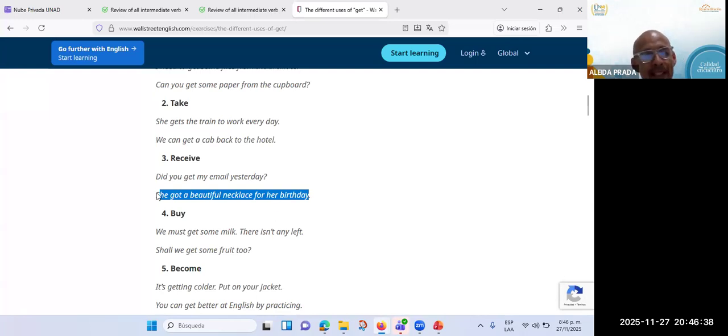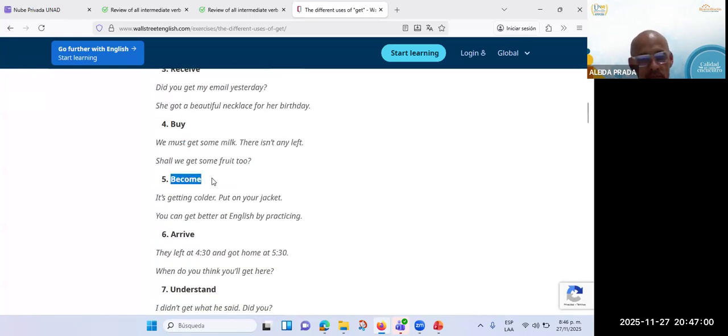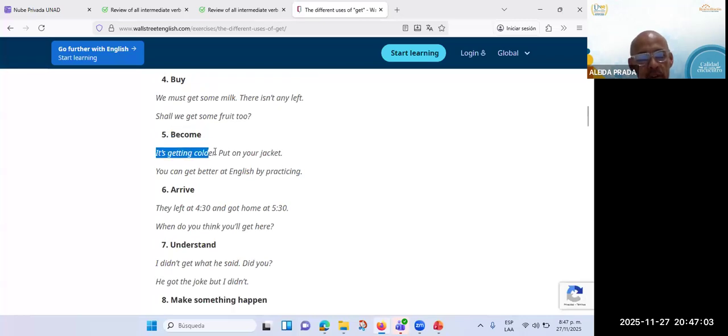Buy. We must get some milk when you're going shopping or you're going to the supermarket. You can say we must get some milk. We must get shorts. We must get trousers. Or shall we get some fruit too? Become. It's getting colder. Okay? It's getting colder. Become es llegar a ser, convertirse, ¿no? Es volverse. Se está poniendo frío, se está volviendo, se está convirtiendo o algo o más frío.